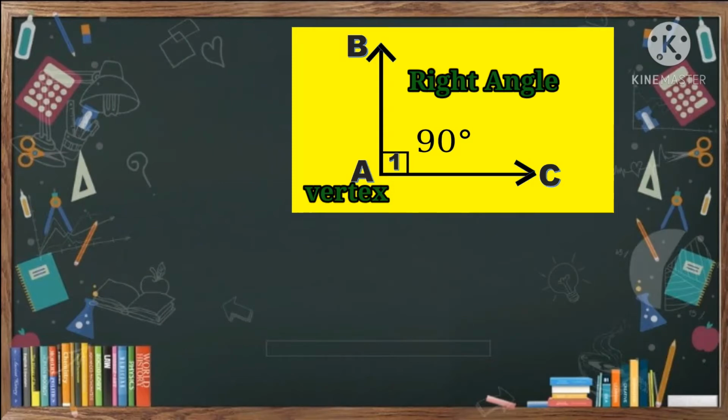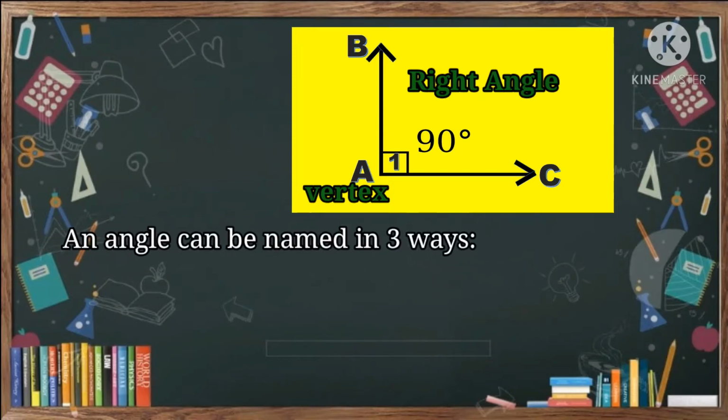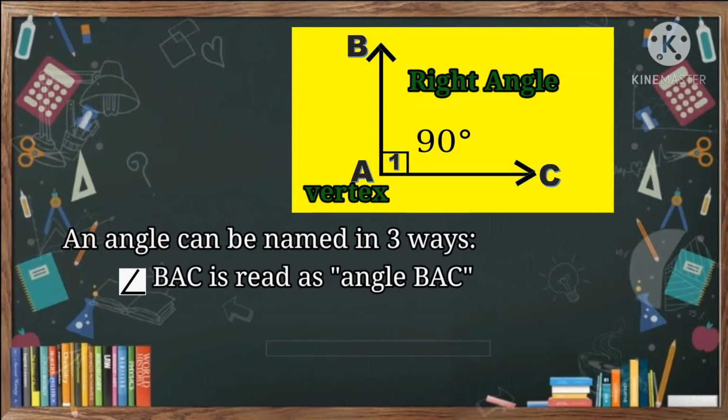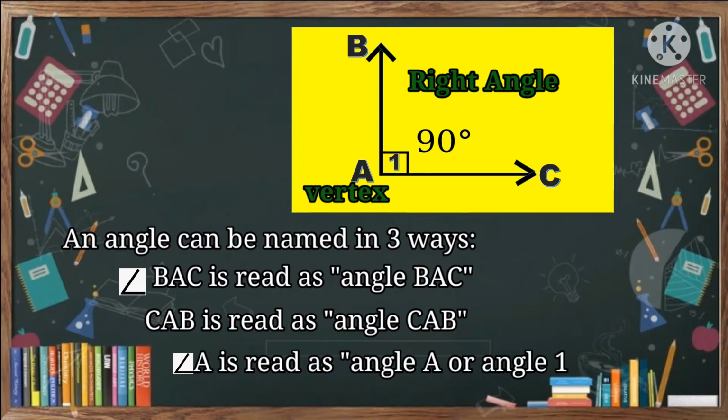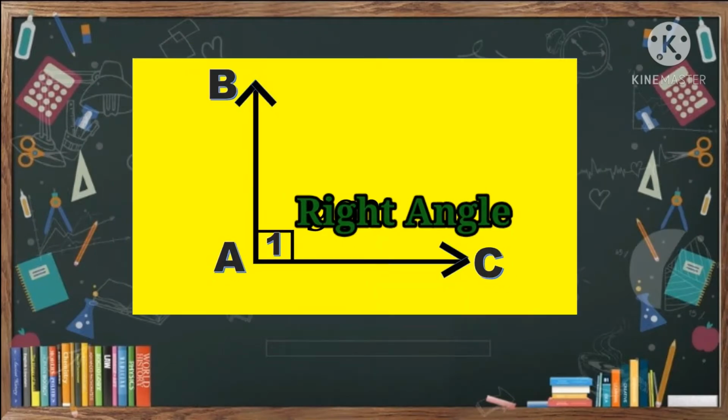This right angle can be named in three ways. We have angle BAC, read as angle BAC. Another one is angle CAB, read as angle CAB. Another one is angle A, or angle 1. And now, my dear math buddies, let us try to measure this right angle.